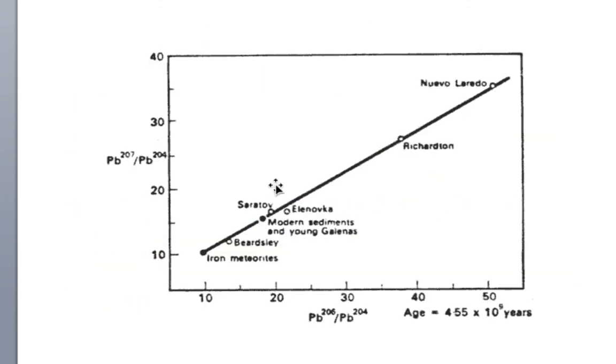So here's another look at that graph. We've got the 207/204, 206/204. We normalize the isotopes to 204 because 204 is stable. It doesn't have a radioactive parent. So whatever 204 the solar system started with, we've always had that 204. But you can see the iron troilites plot down here, with very low values of 207 and 206. But then the chondrites plot at varying concentrations. But see, they plot on the same line. And note that the modern sediments and young galenas also fall on this line. So that's how we get the age of the Earth. And this line is called the geochron.